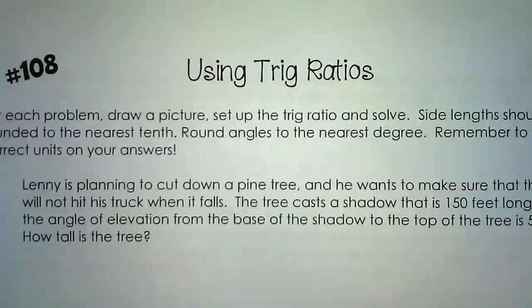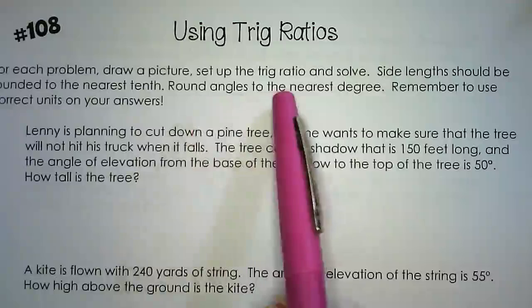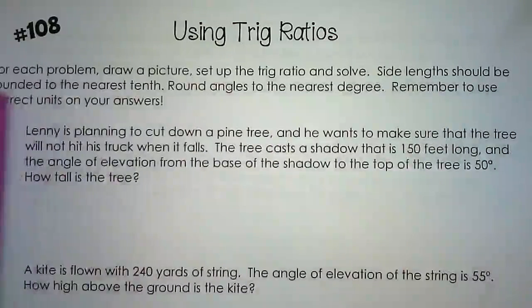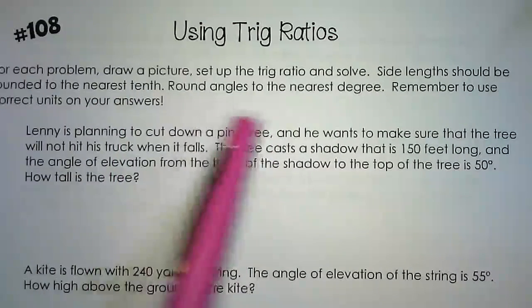Okay, so I'm going to work out the using trig ratios worksheet so you can see how these problems should be done. All right, so for each problem, draw a picture, set up the ratio, and solve. Side lengths should be to the nearest tenth, angles to the nearest degree, and then remember correct units.